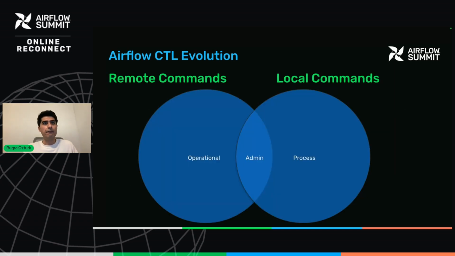Okay, what we have is the operational part. Of course, the administration part could be included in some remote commands, like listing jobs. It will give you all the jobs, like scheduler, DAG processor. But there are also some admin jobs, like Airflow DB reset, as I mentioned, that fall into the local commands. So the left-hand side will be Airflow CTL, and the right-hand side will stay in the Airflow CLI.